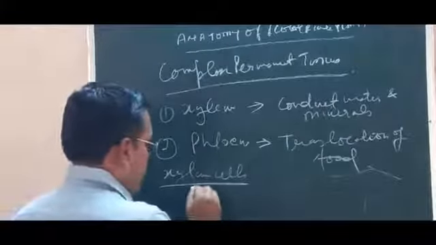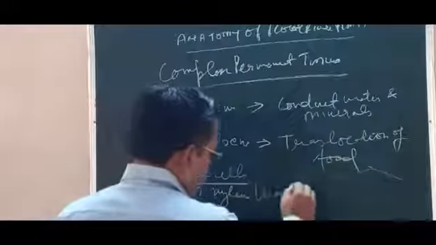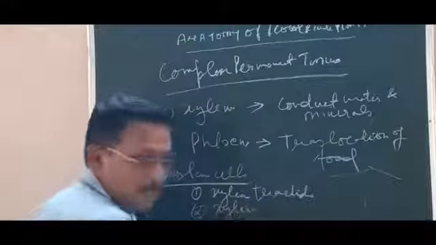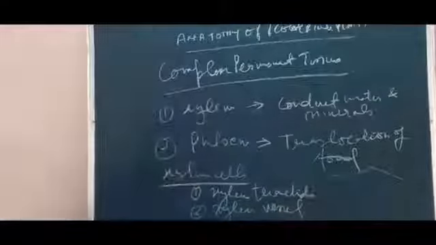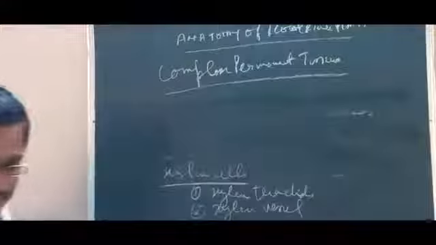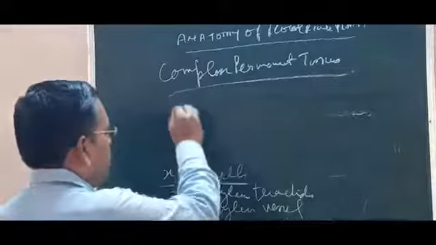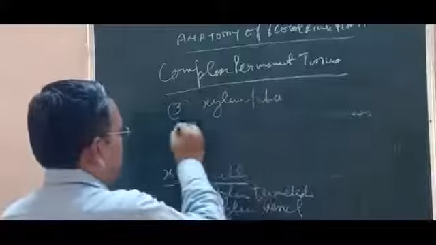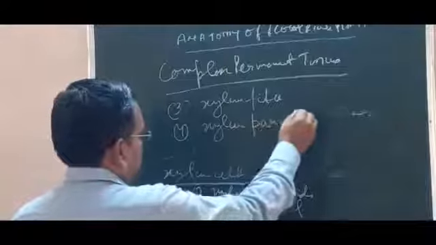One is xylem tracheids, another is xylem vessel, the third one is xylem fiber, and the fourth one is xylem parenchyma.